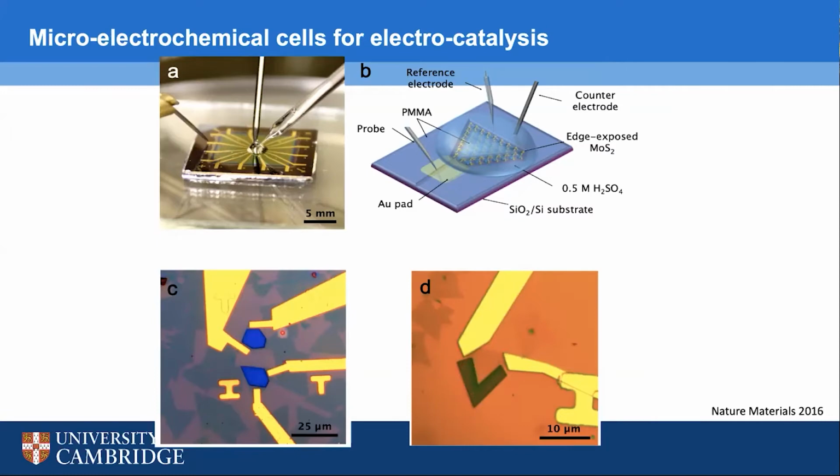In addition, we can also phase transform this basal plane, so we can measure the activity of the 2H phase. We can do the phase transformation to convert it to the 1T phase and measure the catalytic activity again. In this way, we can compare whether it's the metallic phase that's active, whether it's the 2H phase that's active, or whether the activity is coming only from the edges.